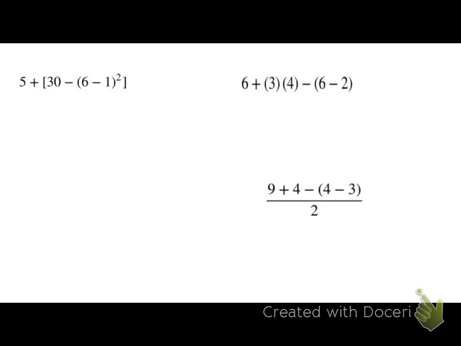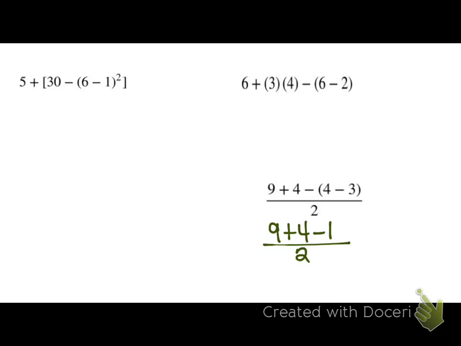9 plus 4 minus 3 divided by 2. Now, we talked yesterday about a fraction bar being a grouping symbol as well. So where would I start in this expression? In the parentheses. Okay, what's that going to equal? 1. So I have 9 plus 4 minus 1 over, or divided by, 2. Okay, what's the next step? Can I take 9 plus 4 minus 1 divided by 2 yet? No. So I'm going to simplify the top first. I have nothing to simplify on the bottom. So what do I do next?